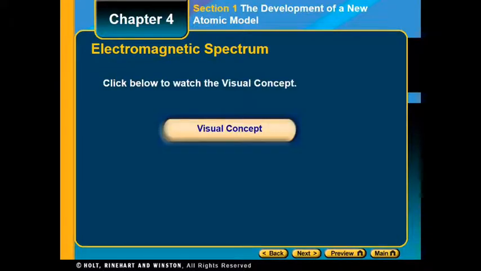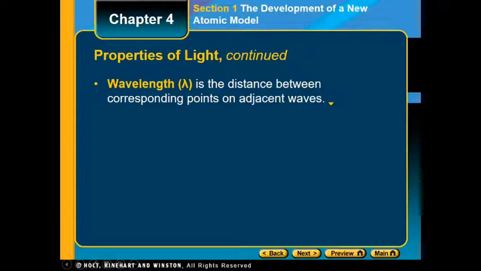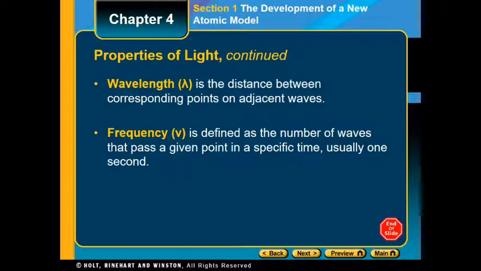I'm going to get you 2 more definitions. And that is for wavelength, which is the distance between corresponding points on adjacent waves. So think of a length. And then we have wavelength. And frequency, it's the number of waves that pass a point in a specific time, usually 1 second.